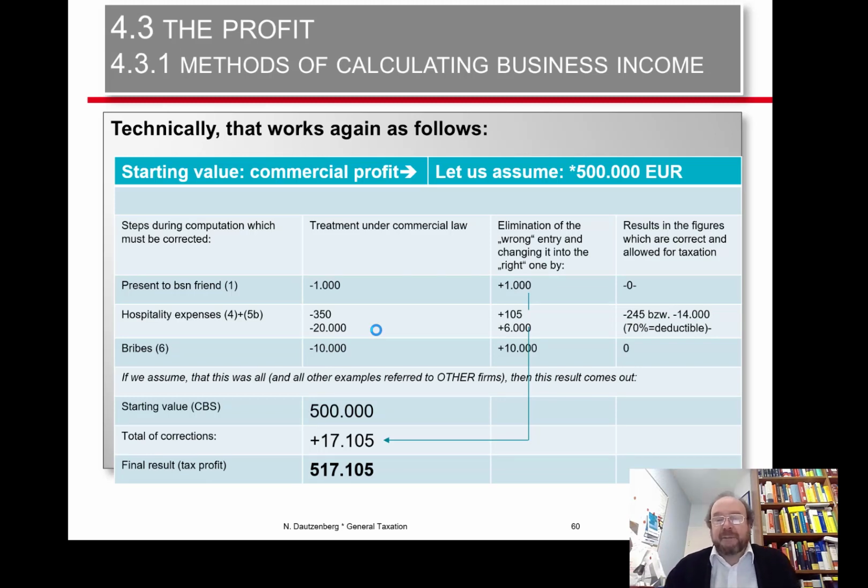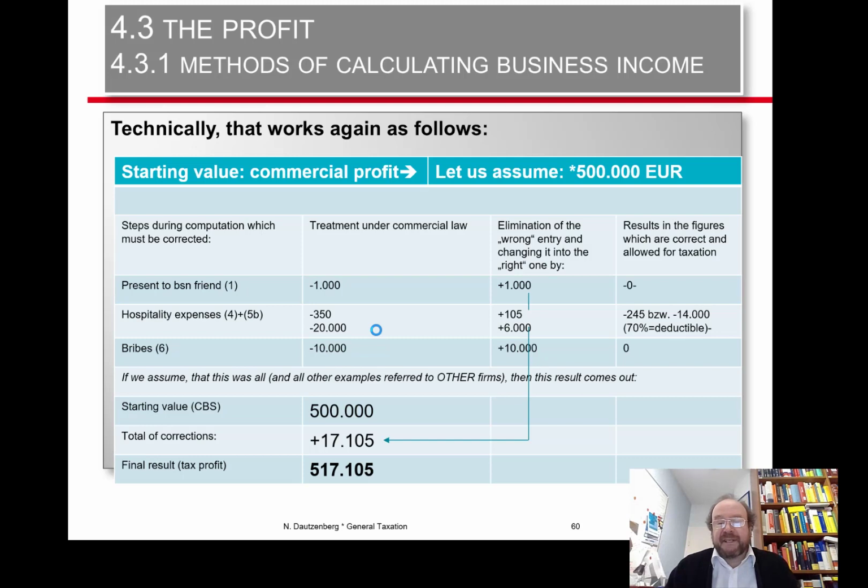You take the commercial profit calculation, that's assumed now in our enterprise that are 500,000, and now we look through the list of expenses that the firm has. There was a present to a business friend of 1,000 euro. It should not be deducted, so we have to cross it out from the list of expenses, and to eliminate minus 1,000 can be done by adding back 1,000 to the result.